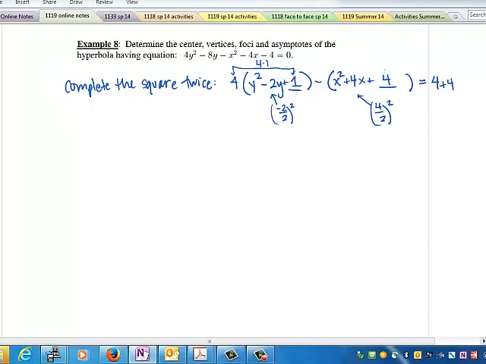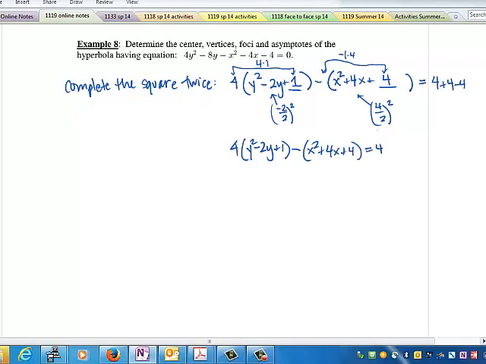And when we wrote down this 4, it was really times -1. So we want to subtract that from the other side also. So it ends up that we still just have 4 on the right side, but we need to be careful about that. So we've got 4 times y squared minus 2y plus 1 minus x squared plus 4x plus 4 equals 4.